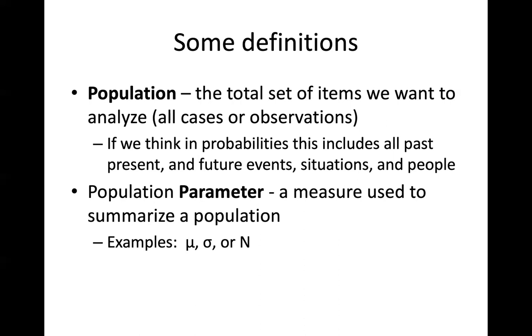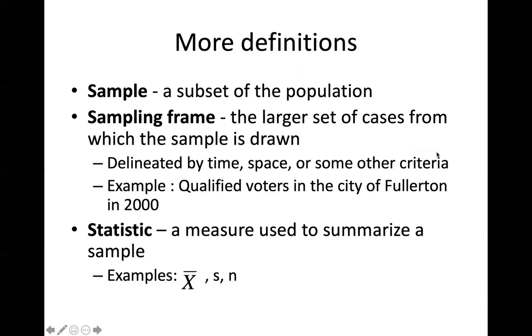A population, think of it as every one of those individuals. And the way that we summarize populations is by using parameters. A population parameter, like mu, is the average of something in a population. This little circle with a tail on top, sigma, is the standard deviation of a population. Capital N is the total number of individuals in a population. They're called parameters. So populations have parameters, and samples have statistics.